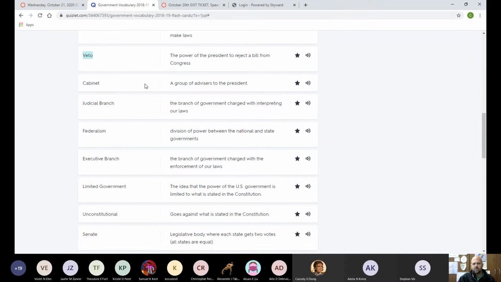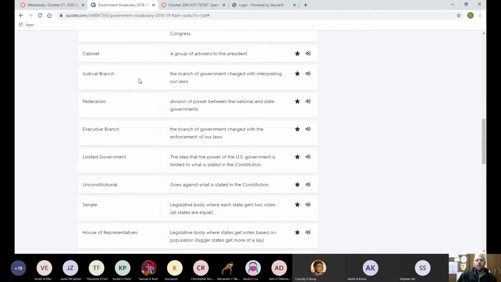Cabinet is a group of advisors to the president. These are appointed positions like Secretary of State, Secretary of the Treasury. Those are appointed positions within the cabinet. A lot of times the vice president is included in that cabinet because he or she is an advisor, but that is not an appointed position. The vice president is elected.